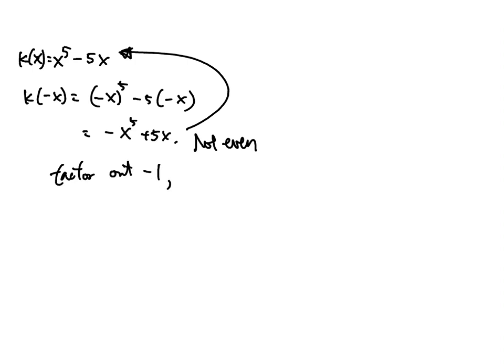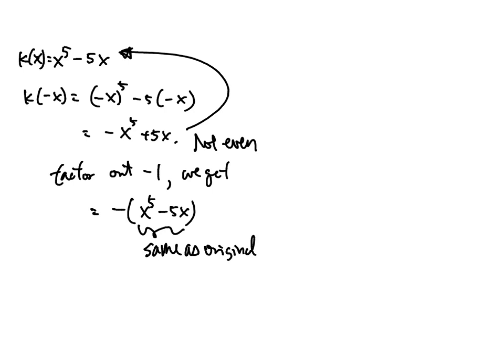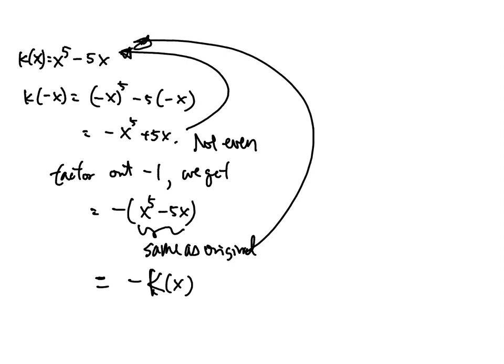We get negative, x to the fifth minus 5x. Now this time, this right here is the same as the original. x to the fifth minus 5x is the same as the original. So this is the same as negative k of x, and this is odd.